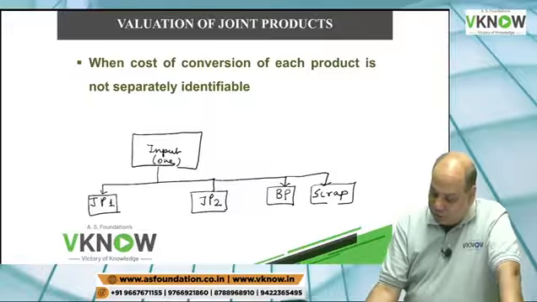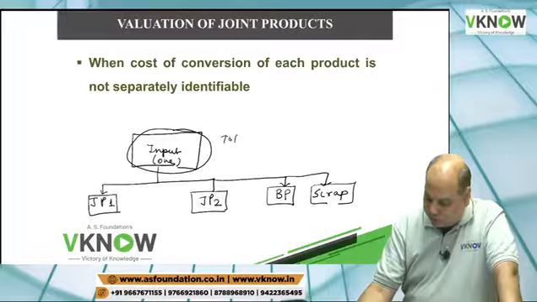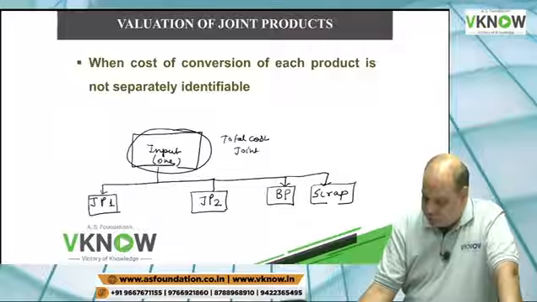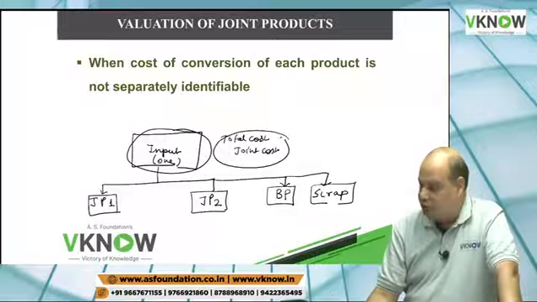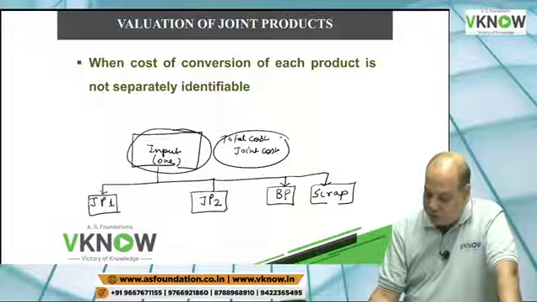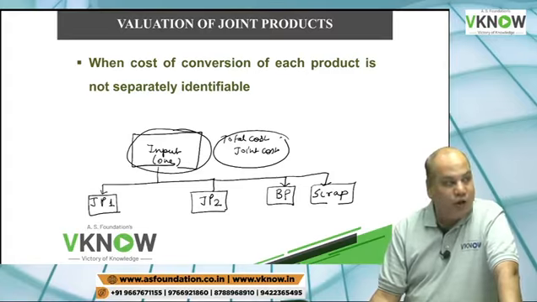So now what we will do? First we will calculate total cost. This is called joint cost. Like in sugar industry, it happens. You get sugar and molasses. In crude oil industry, it may happen. You may get diesel, kerosene, petrol.